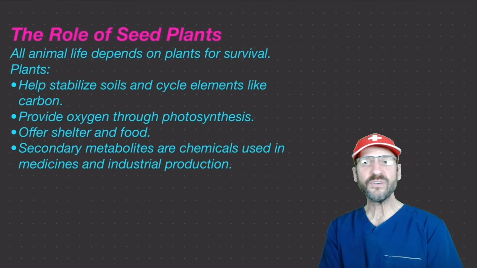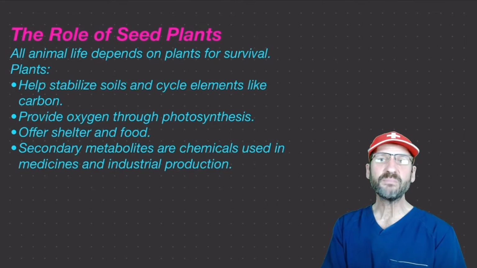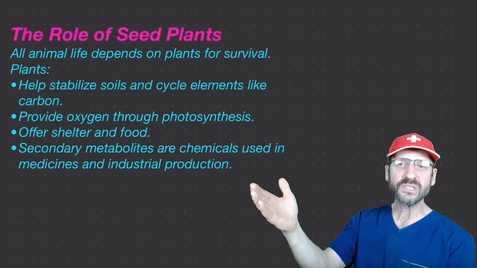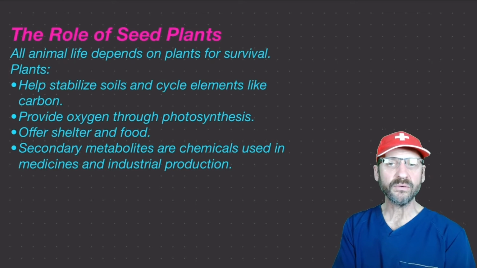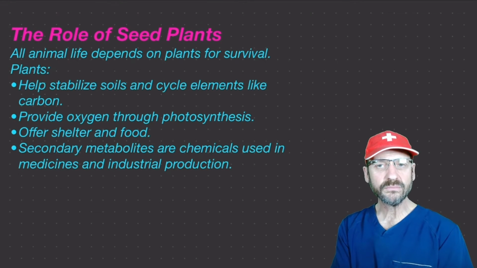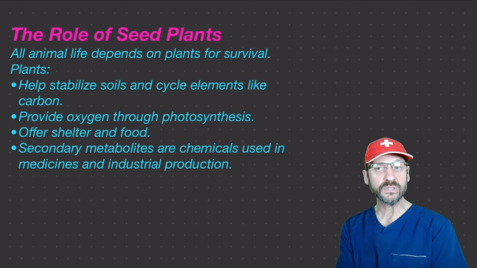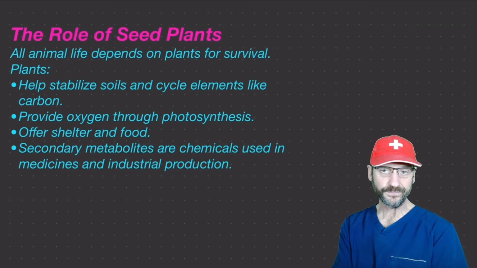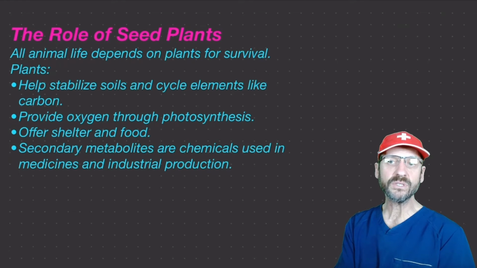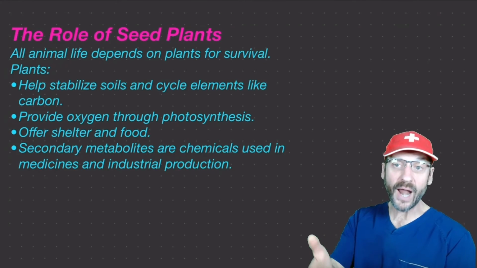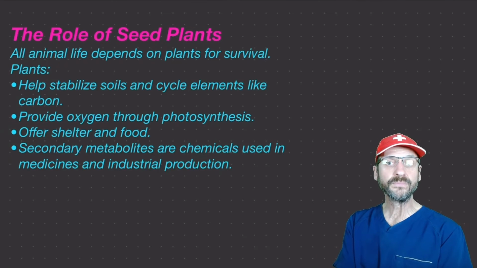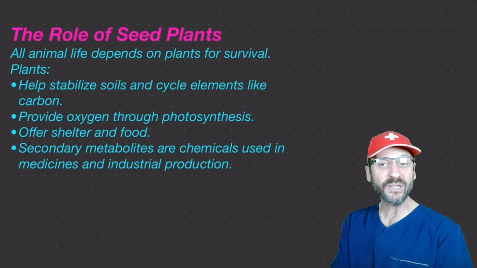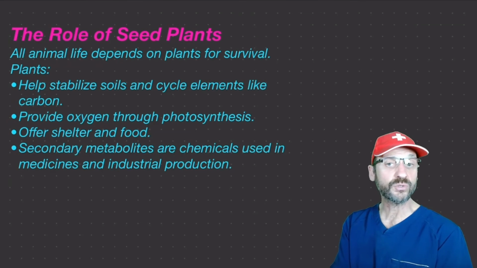Without plants, life as we know it would not be possible. Seed plants play a huge role in Earth's ecosystems. They help us stabilize the soil and cycle important elements like carbon. They make the climate more moderate. They provide oxygen through photosynthesis. Especially tropical forests are considered Earth's lungs and carbon dioxide sinks. They offer shelter and food to countless animals. Even the carnivores are actually feeding off of them indirectly. Many seed plants also create secondary metabolites, special chemicals we use in medicines and industrial production.